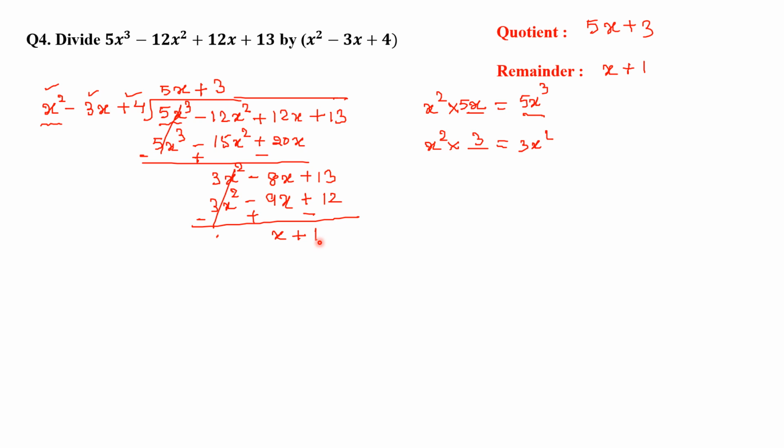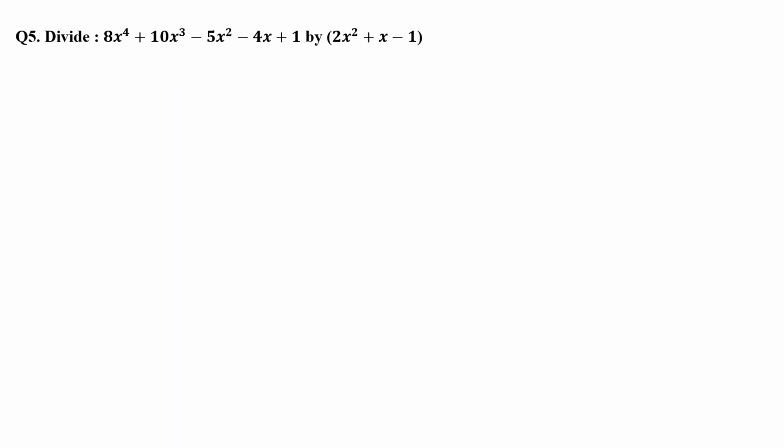Now I'm going to do the next question. Now question number 5. We have to divide 8x to the power 4 plus 10x cube minus 5x square minus 4x plus 1 by 2x square plus x minus 1.